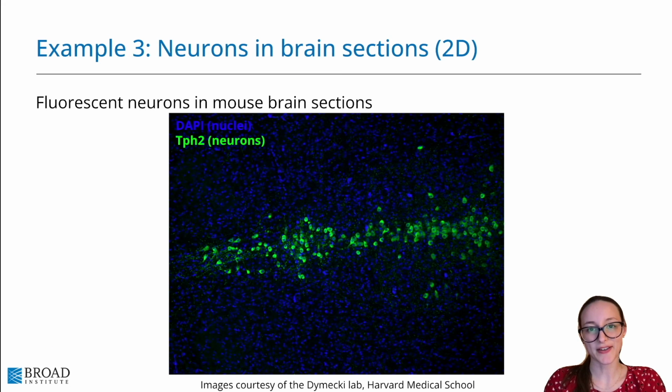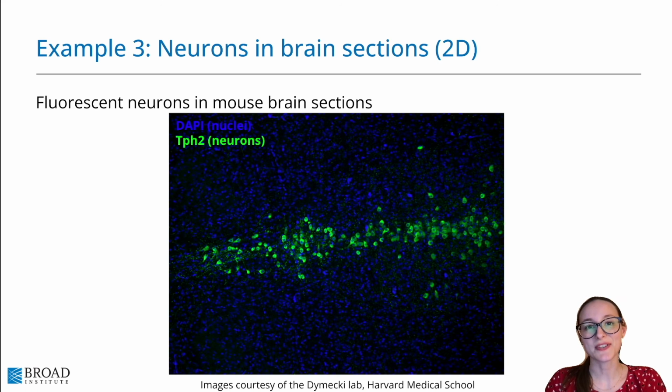For our third and final example today, we'll look at some neurons in mouse brain sections in 2D. Here we have an example of one image from this set showing the neuron cell bodies in green, and nuclei are present in this image in blue. The goal of this experiment would be to count these green cells, which you can see are rather clumped together where they're present, and in general are the minority of cells within the actual image. There are many, many more cells within this section that are not fluorescently labeled.